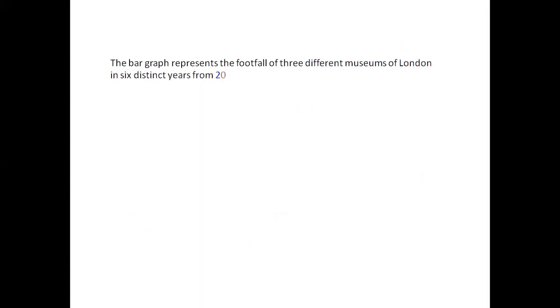Now let's write again the bar graph. Here it represents what? It represents the footfall. So the bar graph represents the footfall of three different museums of London in six distinct years from 2007 to 2012. Again, the same technique: you need to ask the question to yourself what the graph represents, and it represents numbers.